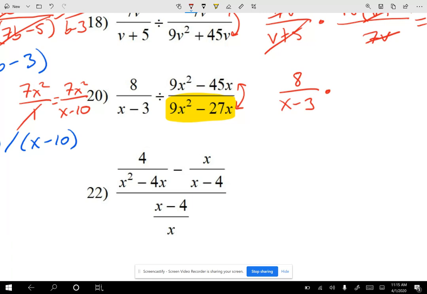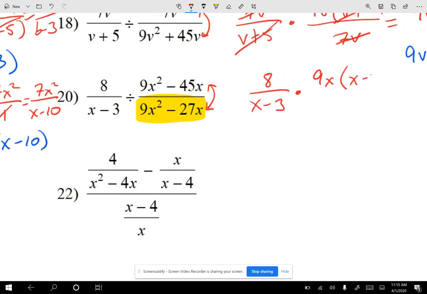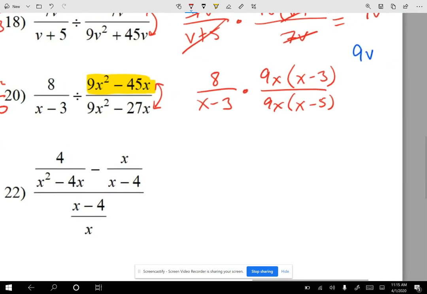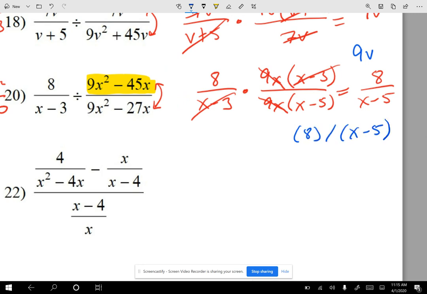I notice that each of those I can divide by 9x. So I'm going to get x minus 3. Now, at the bottom, from each of those, I can factor a 9x. And I'm going to get x minus 5. All right, so the 9x with the 9x cancel out. The x minus 3 with the x minus 3 cancel out. So I have 8 over x minus 5. The way I will type it will be 8 over x minus 5.